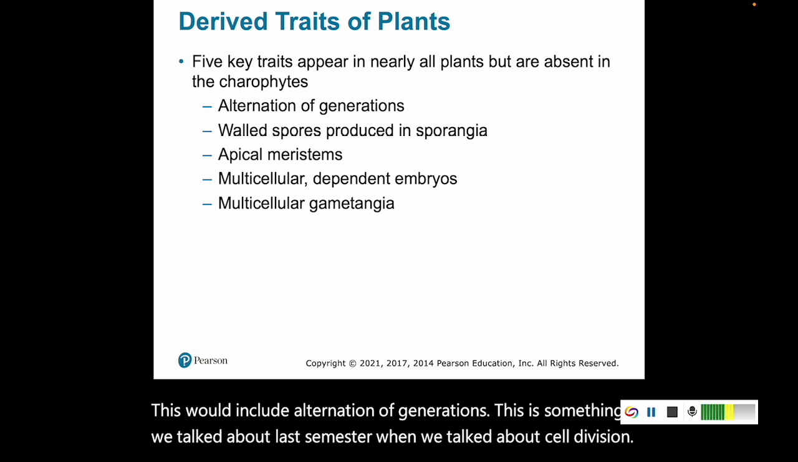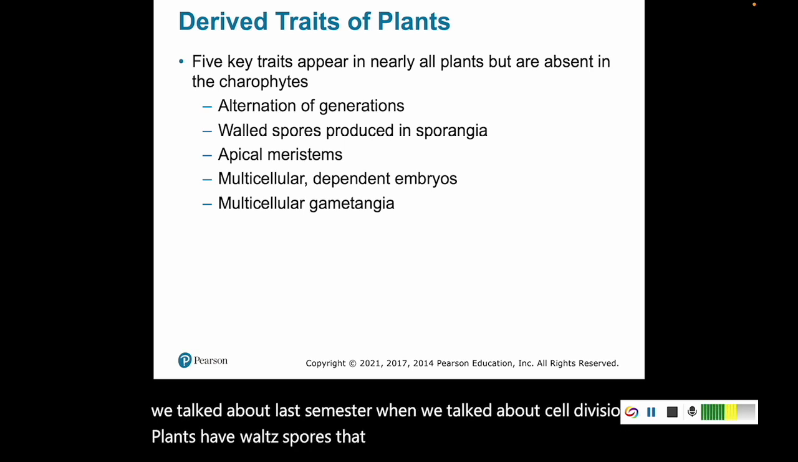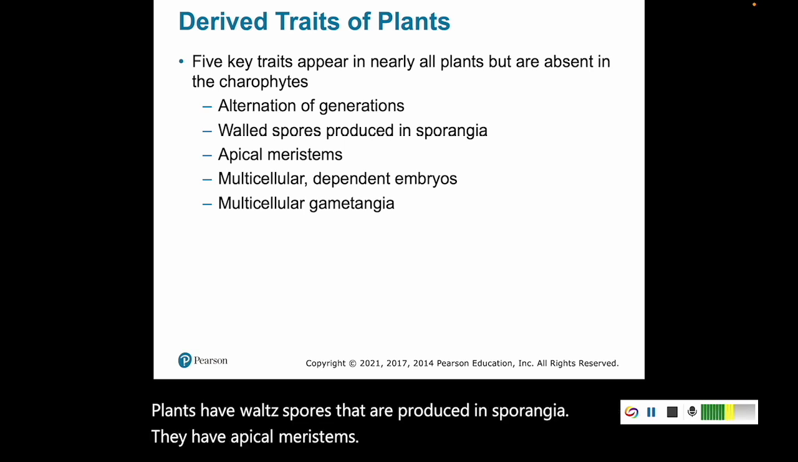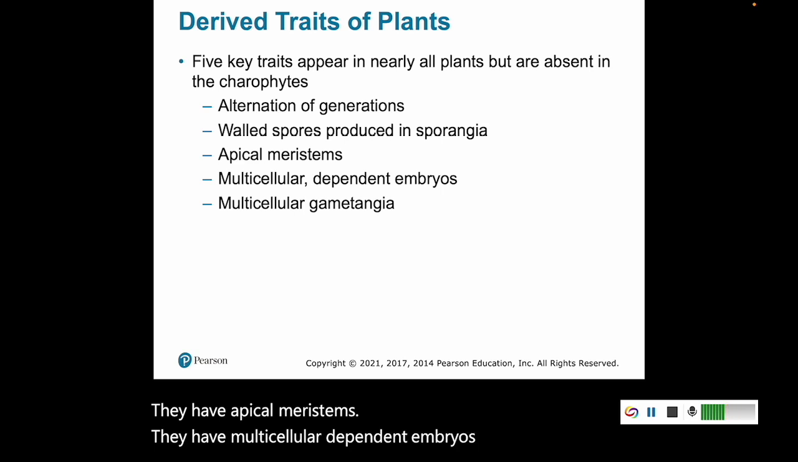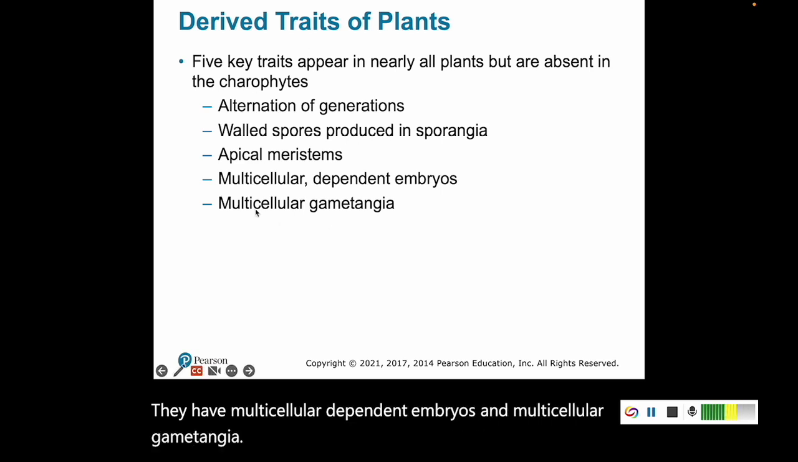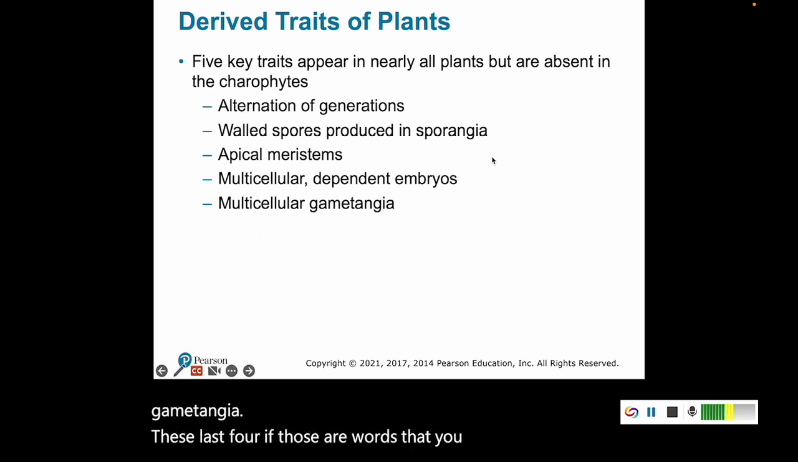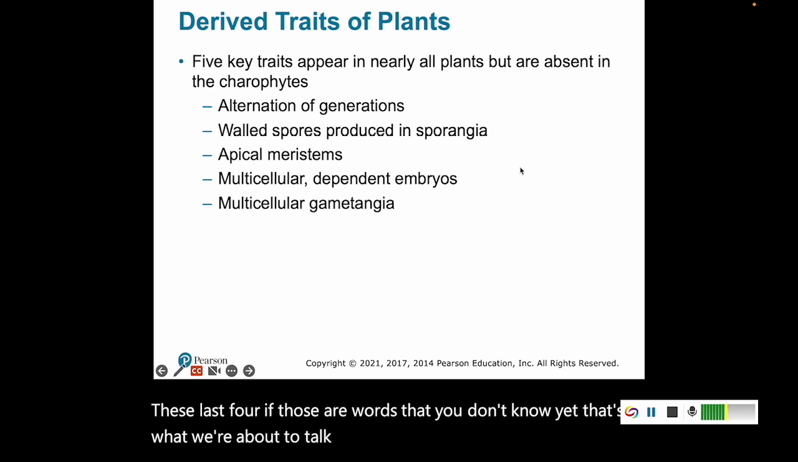Plants have walled spores that are produced in sporangia. They have apical meristems. They have multicellular dependent embryos and multicellular gametangia. These last four, if those are words that you don't know yet, that's what we're about to talk about. And even the first one, if you're not comfortable, we'll talk about that a little more.